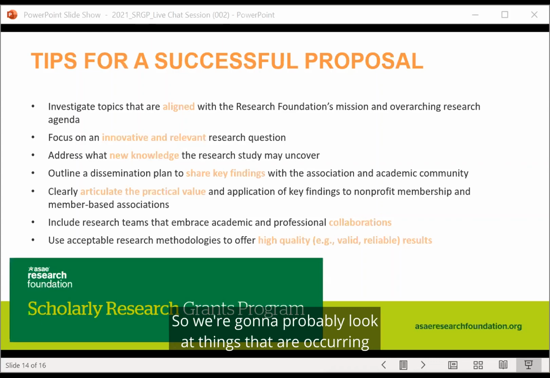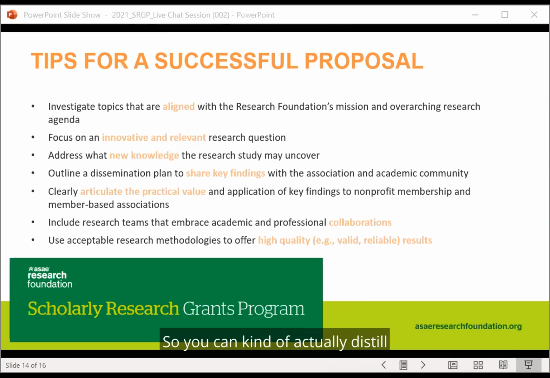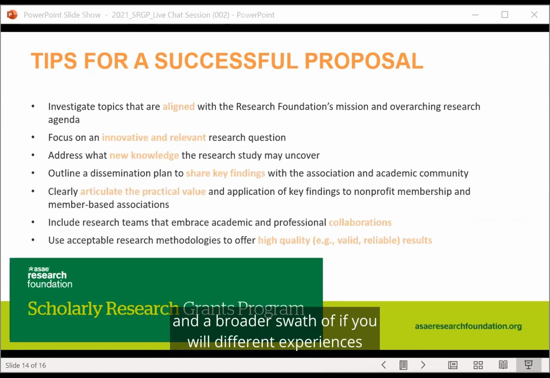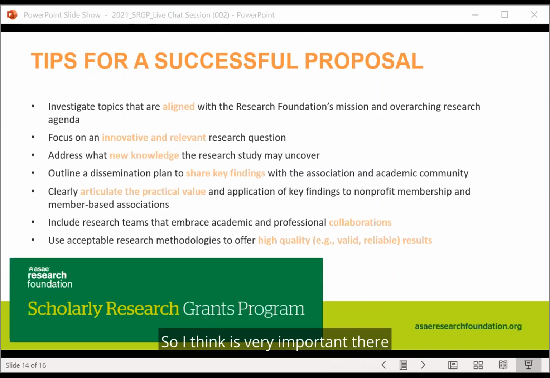So we're going to look at research that examines a variety of different organizations, so you can distill effective practices not just by looking at one organization's way of doing something, but at what's happening across a broader swath of organizations and experiences. It's important that we're looking at broader questions and broader trends in the field, things that can be generalized as effective practice for association management and leadership.